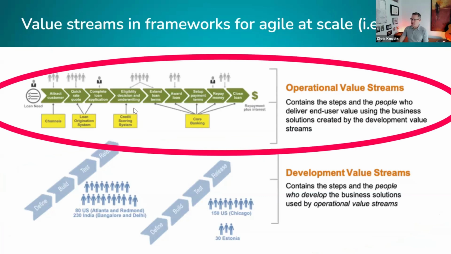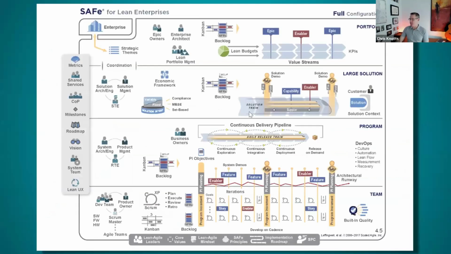But then SAFe also defines what they call an operational value stream, which is kind of like a higher level value stream that sits on top of the little development value streams. And the output of this is not necessarily the product or the feature. The output of this is some kind of business outcome. So you're starting to push up towards a level that's a little bit higher than just the output of a team. So operational value stream is one way to measure that, certainly not the only one.